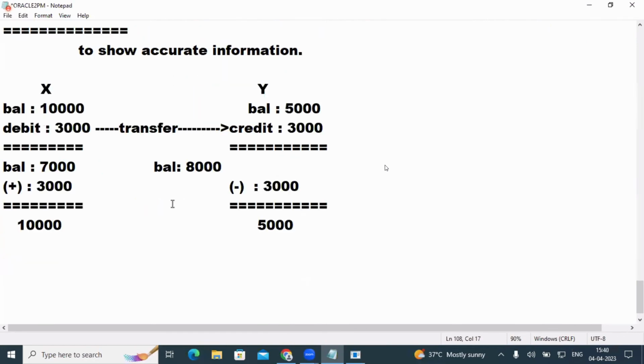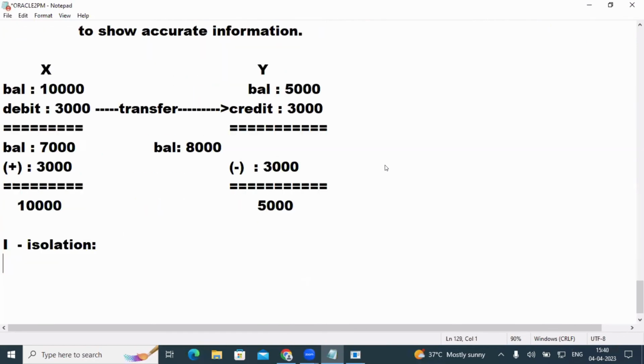Isolation. What is meant by isolation here? Observe carefully. Isolation is nothing but every transaction will be maintained as an independent transaction. Every transaction is an independent transaction. One transaction never interferes with another transaction. Is it right or wrong? So that means at a time, both account holders can do their transactions. Yes or no? Yes. Joint account holders.